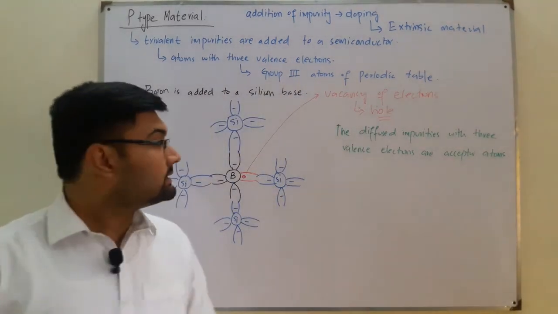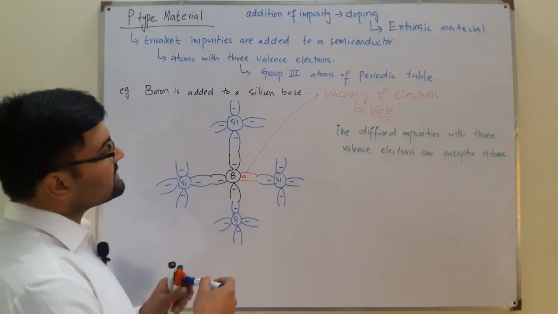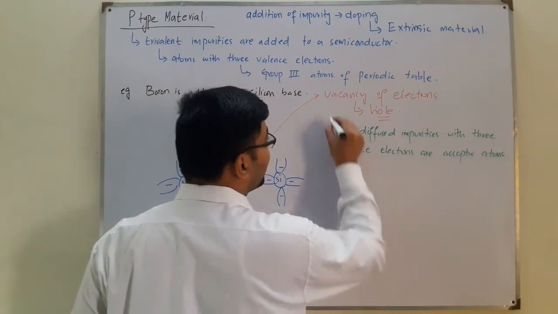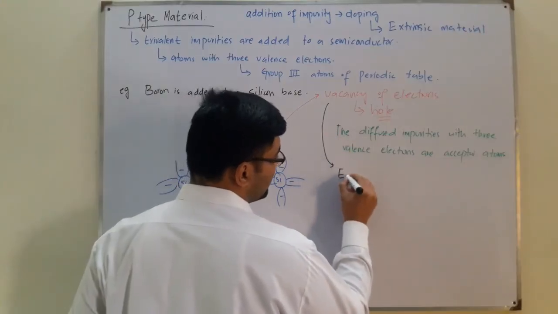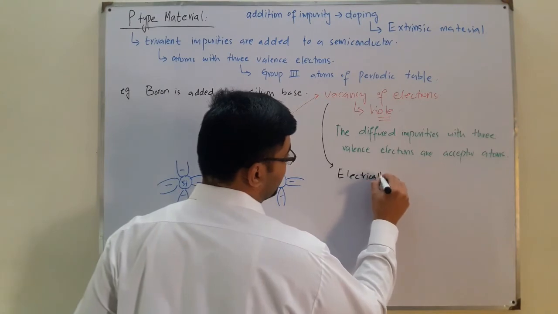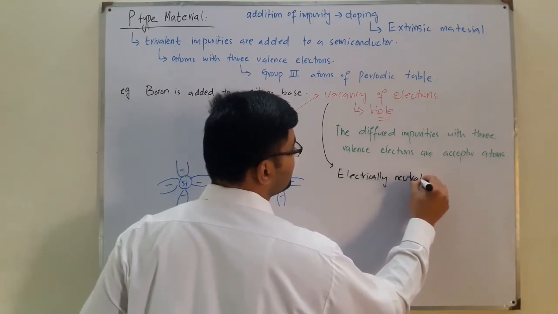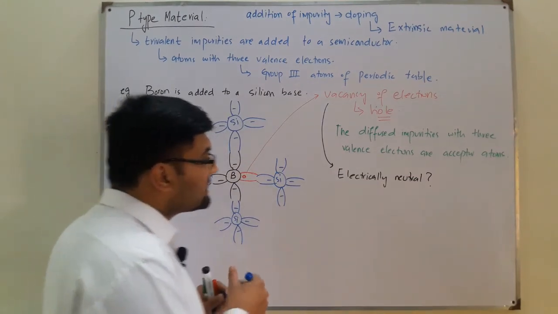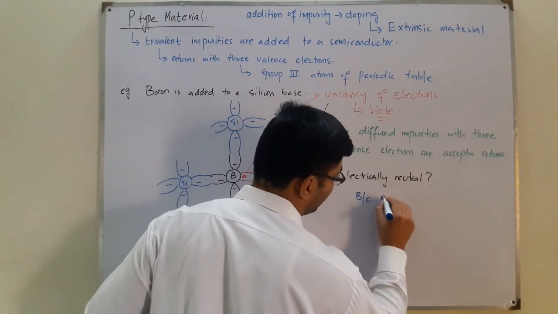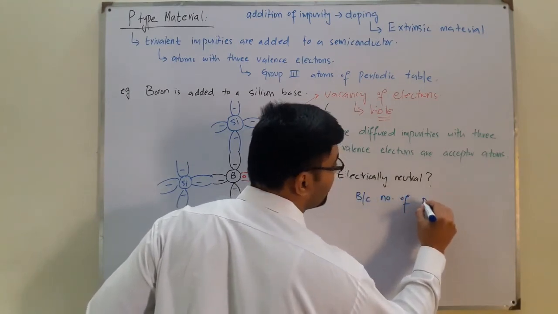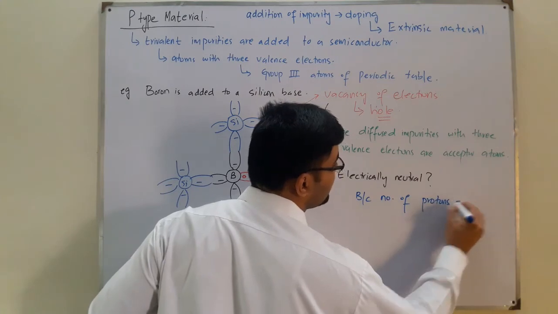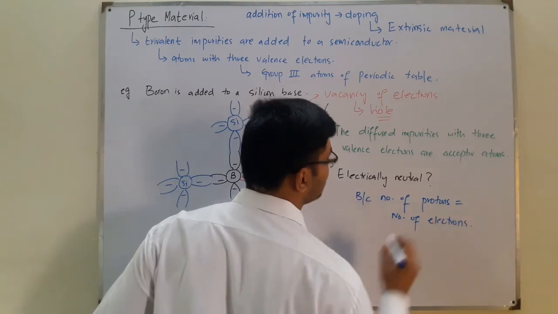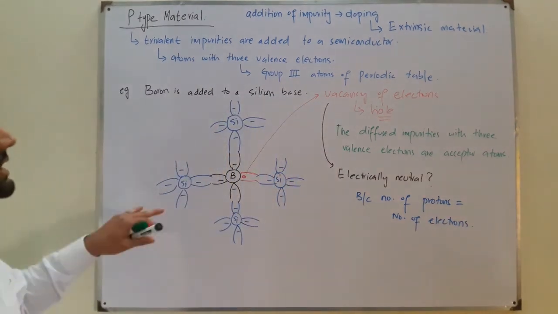So what was the reason? That the number of electrons, this is electrically neutral, right? We have a vacancy of electrons, but still it is electrically neutral. Because this is a vacancy of electron, not a deficiency of protons, right? It is electrically neutral because the number of protons are still equal to the number of electrons. So that's the answer to the electrical neutrality of this lattice.